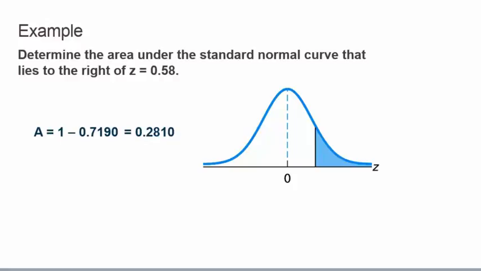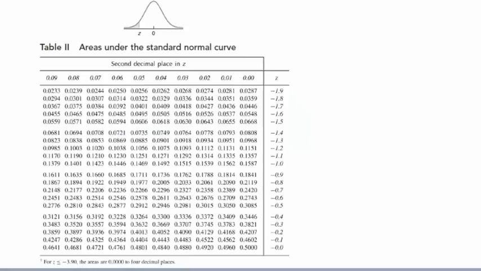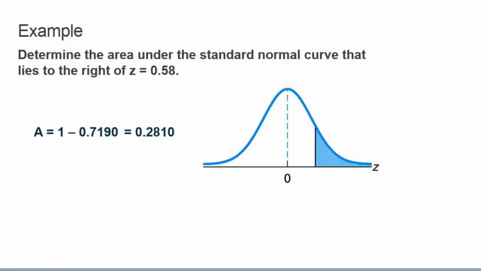Another option that we have in our table, since our curve is symmetric, I could have looked up the area for negative 0.58, which was 0.2810. And then we could have gone directly to our answer, which was 0.2810.